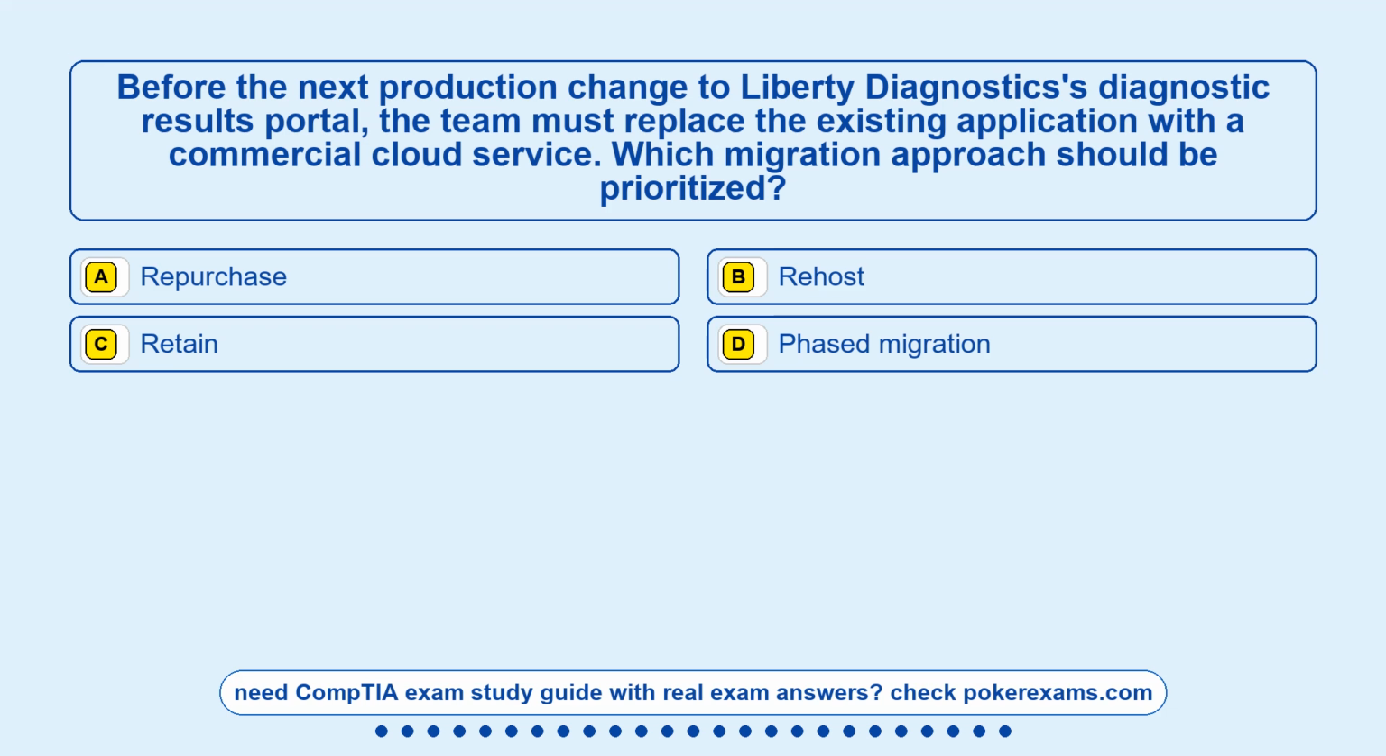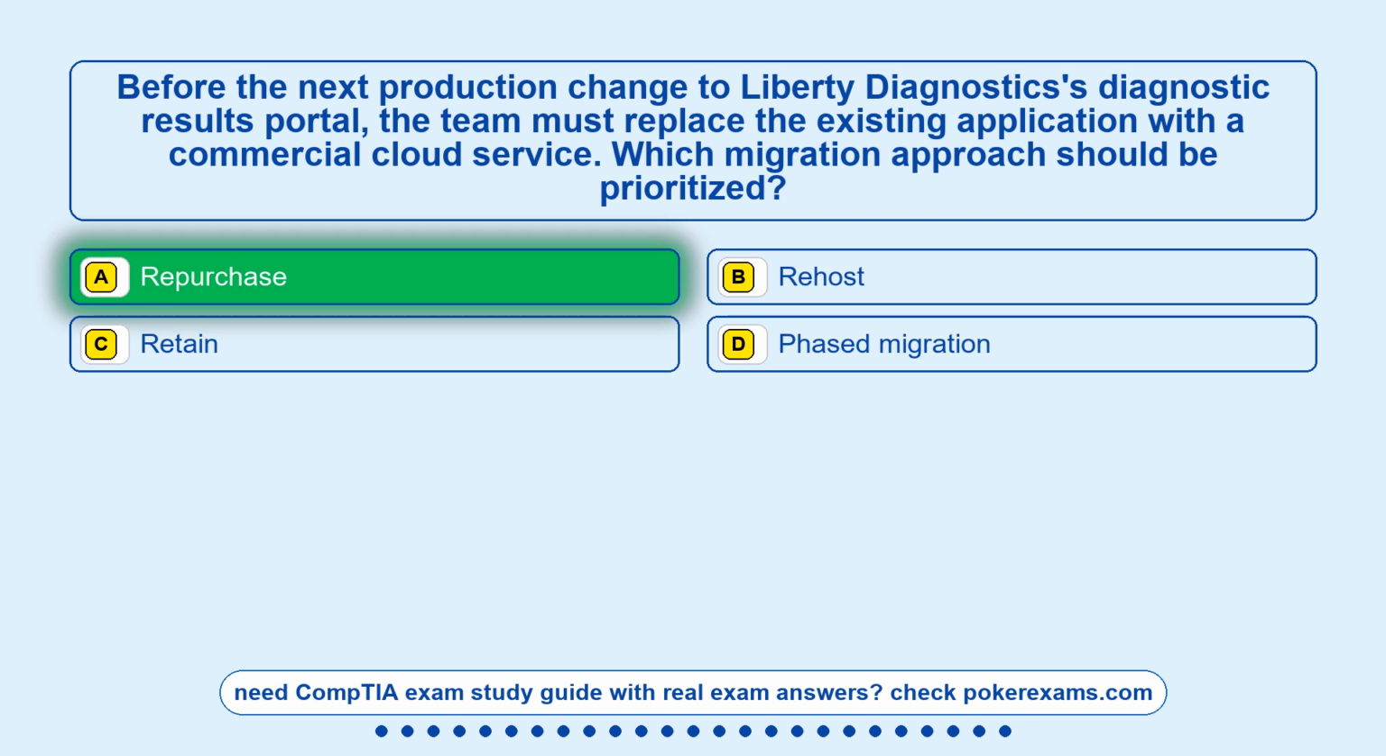Question 9. Before the next production change to Liberty Diagnostics' diagnostic results portal, the team must replace the existing application with a commercial cloud service. Which migration approach should be prioritized? Option A, repurchase. Option B, rehost. Option C, retain. Option D, phased migration. The correct answer is option A, repurchase.